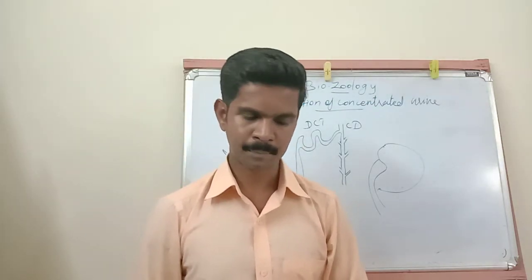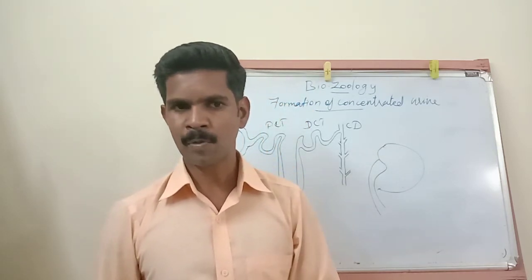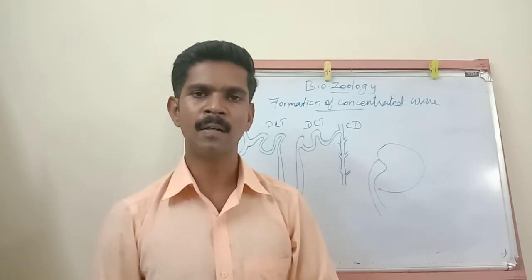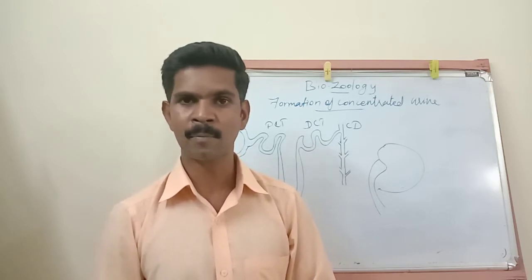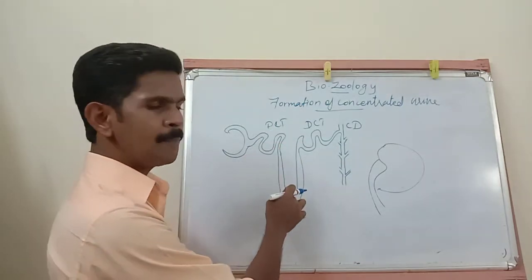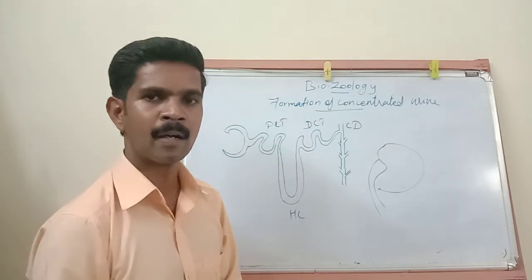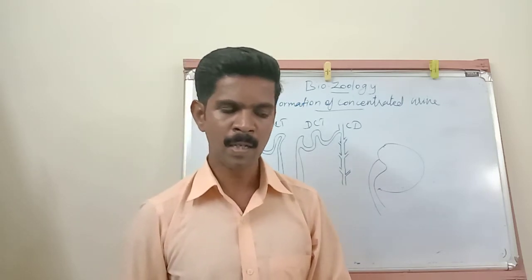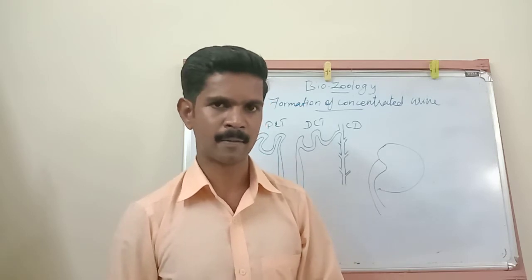Then between the proximal convoluted tubule and the descending limb, the osmolarity of the glomerular filtrate is similar to the osmolarity of the blood. This is the proximal convoluted tubule, this is the descending limb. So in between them, the osmolarity of the blood and the glomerular filtrate is nearly the same.